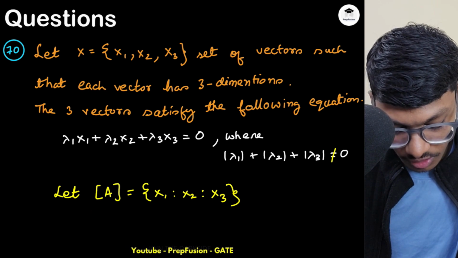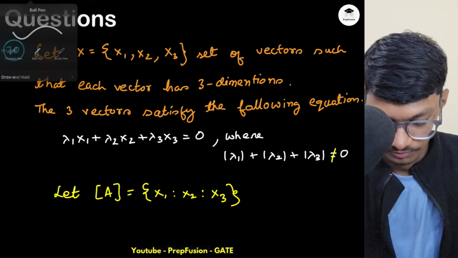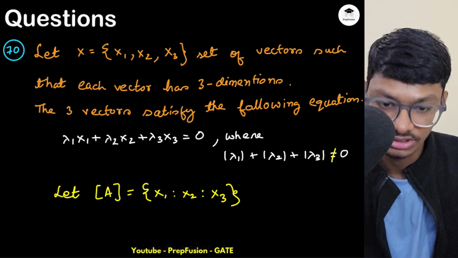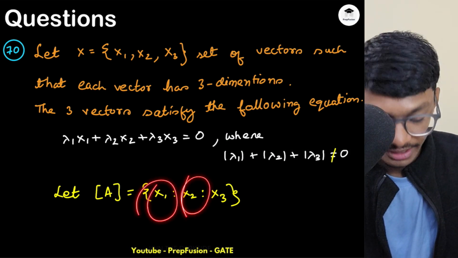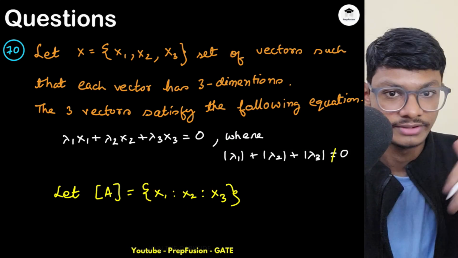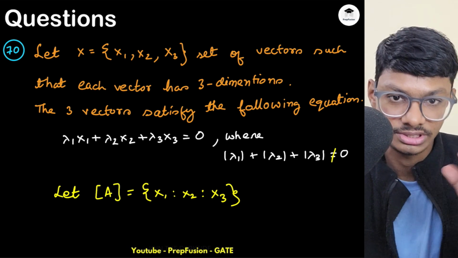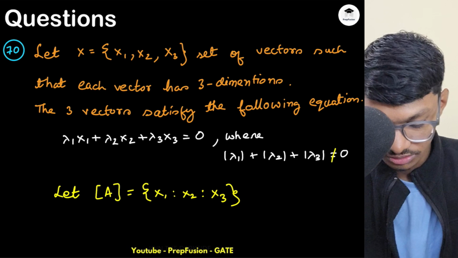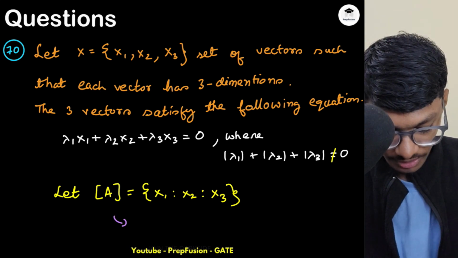Let A equal x1, x2, x3. So A is a matrix over here. A is a 3 cross 3 matrix. If you can understand, we're just arranging the columns, right? We have been doing this like the augmented matrix. How have we been arranging? We're just arranging the columns, right? So here also we're arranging the columns. So this has become a 3 cross 3 matrix.